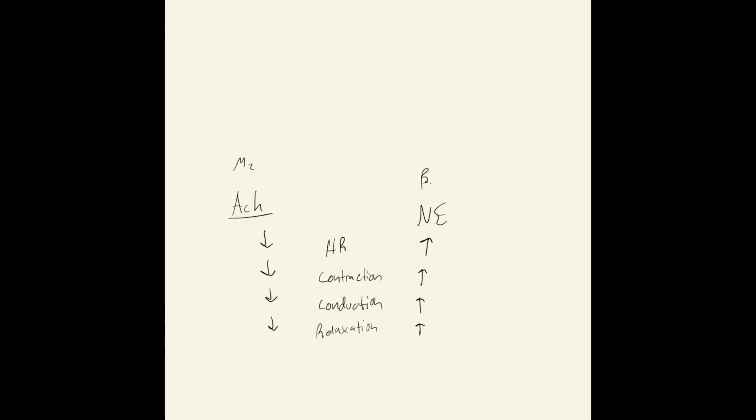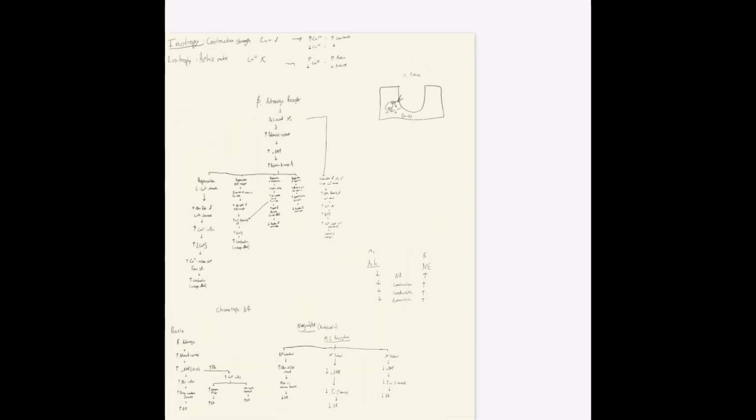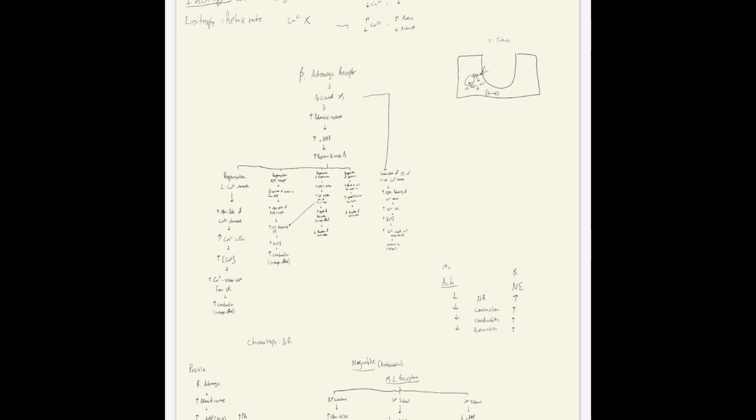Finally, I just wanted to make sure we understand that, like I just said, between the muscarinic and beta receptors, this muscarinic receptor affects the acetylcholine and it decreases heart rate, contraction, conduction, and relaxation. And then the norepinephrine that's affected by the beta-1 reception will increase the heart rate, contraction, conduction, and relaxation of the heart muscles. But that is inotropy, lusitropy, and chronotropy, and how calcium affects the contractility of the heart.